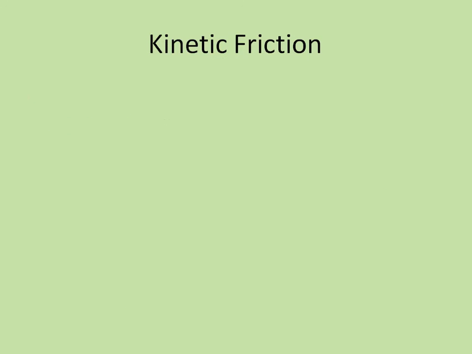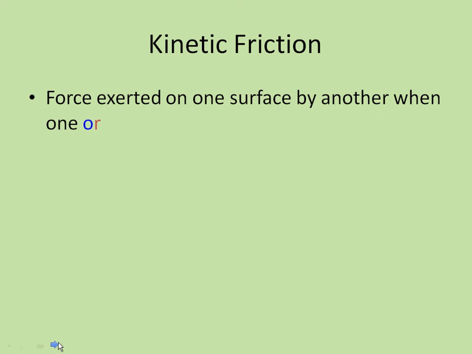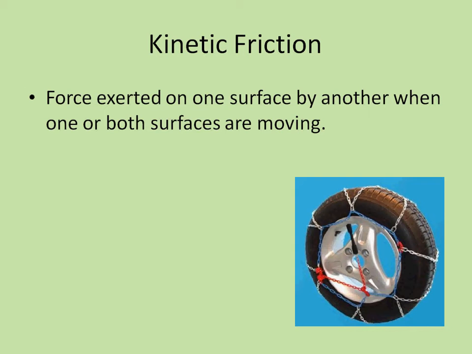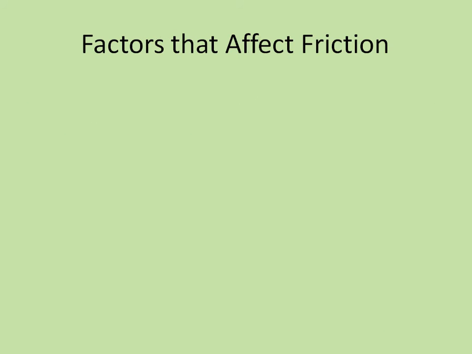Once you get it rolling, we have kinetic friction. And kinetic friction is the force exerted on one surface by another when one or both surfaces are moving. So this is the friction that you have when your tires are rolling. So let's look at the friction equation, and this is something you can put on your blue sheet yourself.